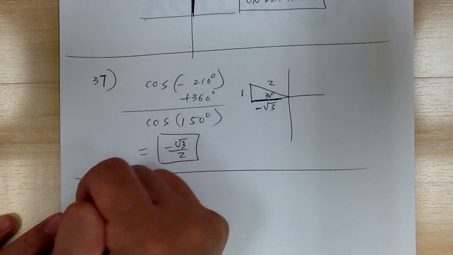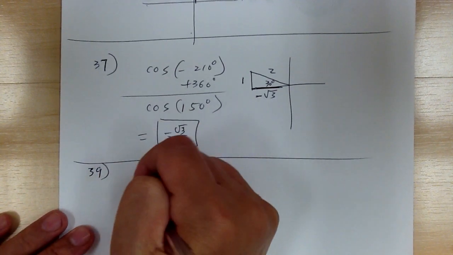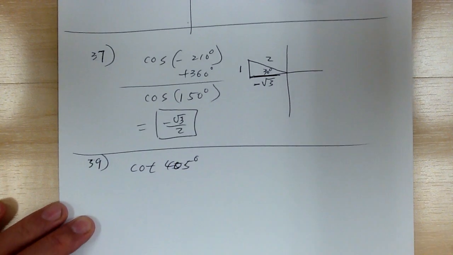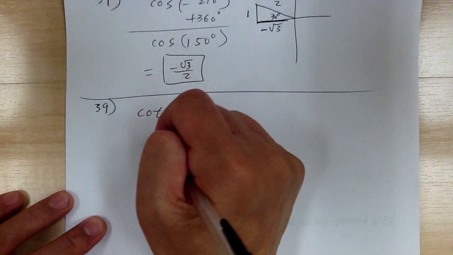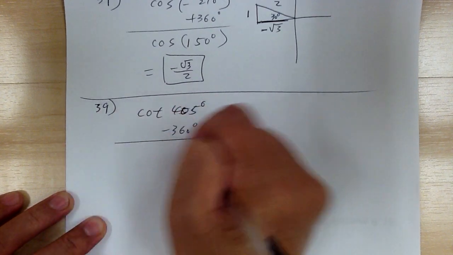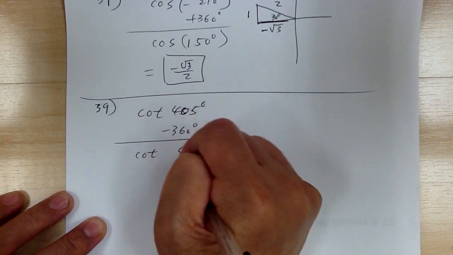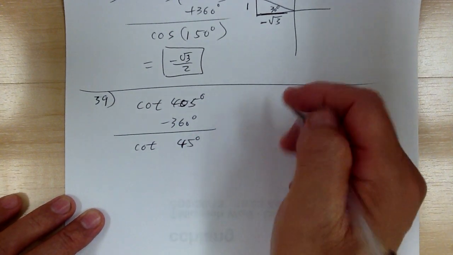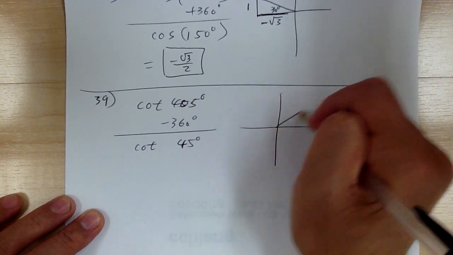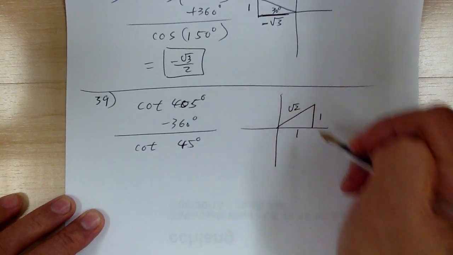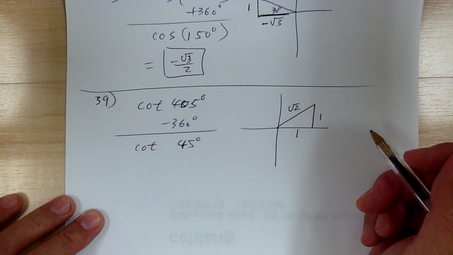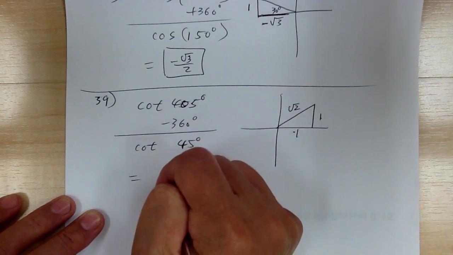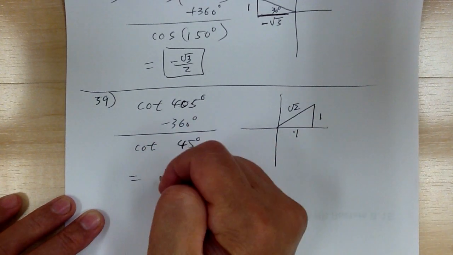Okay, let's go to number 39. Number 39, you have cotangent of 405 degrees. What you want to do is go ahead and subtract 360 degrees so you can lower the number. So you get cotangent of 45 degrees. You draw your triangle, so this would be 1, 1, square root of 2. Cotangent is cosine over sine. So this will equal 1, right? It's 1 over 1.